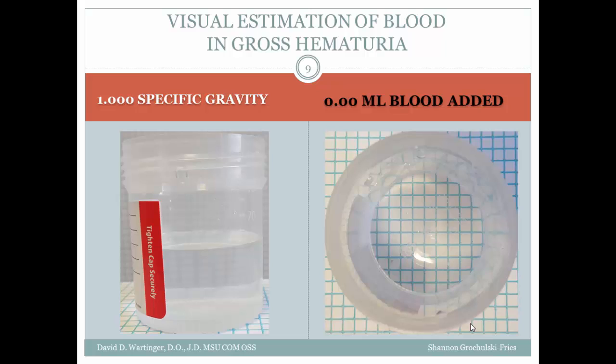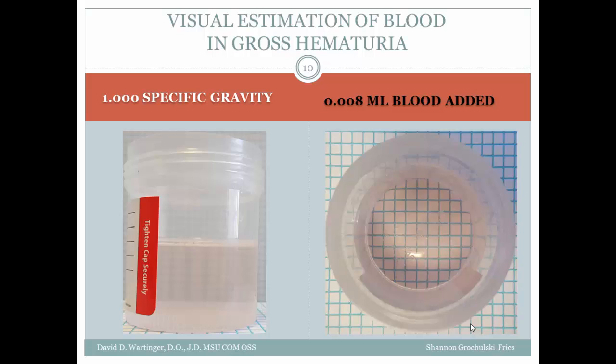The next 10 slides are photographic pairs of specimens utilizing the dilute, specific gravity 1.000 urine, with increasing amounts of added anticoagulated blood. Since specific gravity 1.000 urine is essentially clear, any observable color change is caused due to the addition of blood. Patients describe this specimen as, quote, clear tap water, unquote.